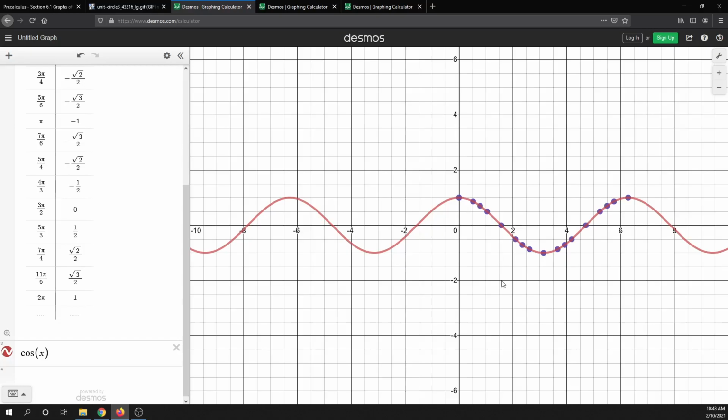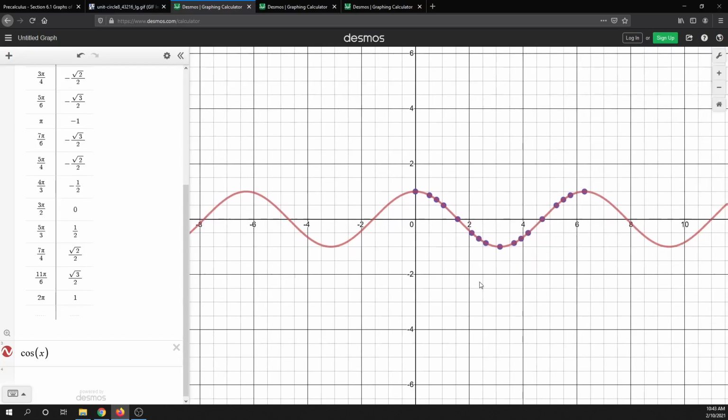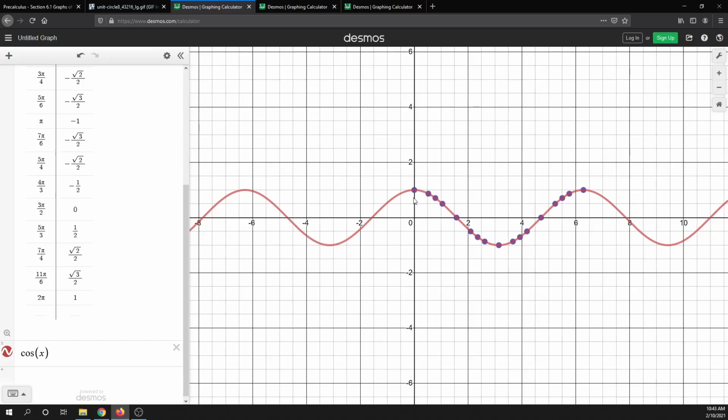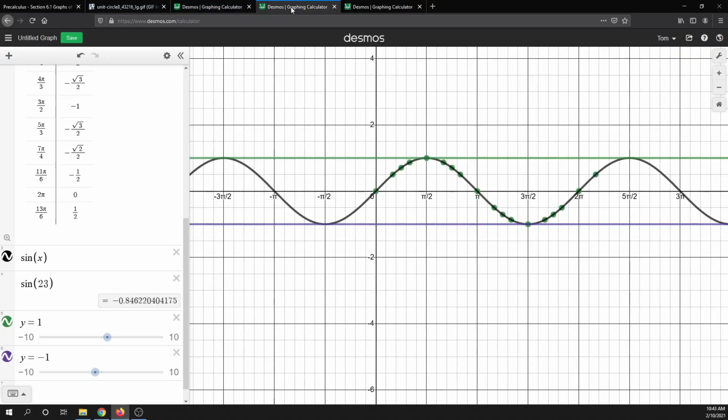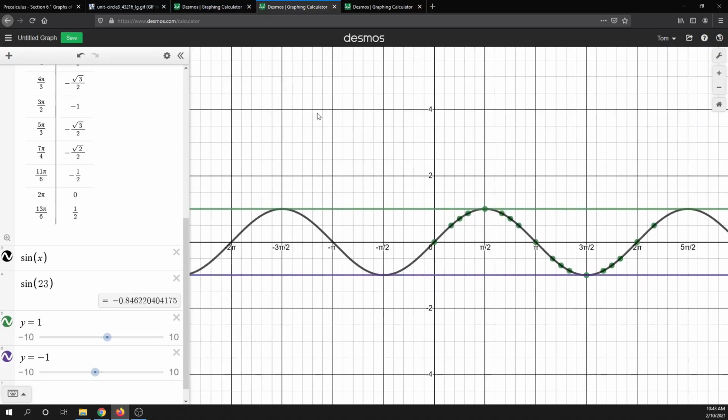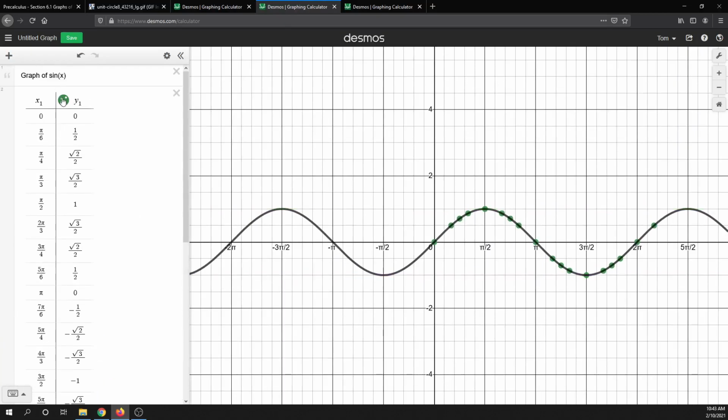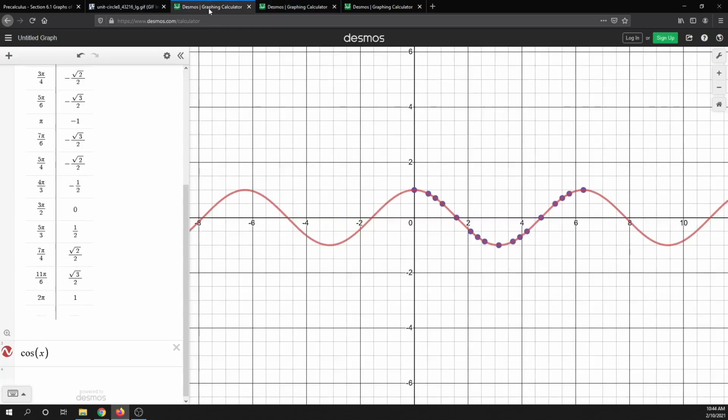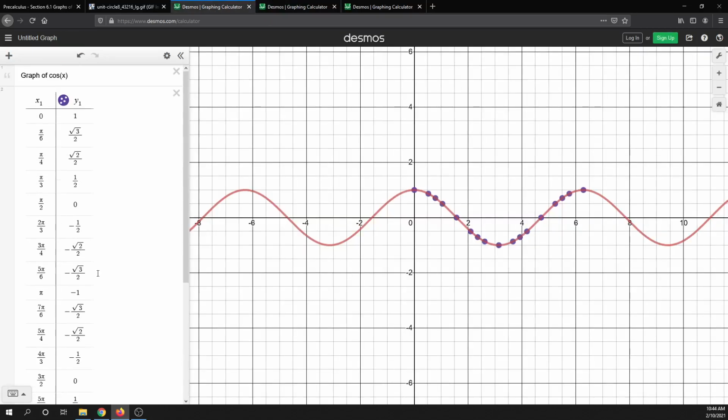And so you can see it looks a lot like the sine function. The main difference is that at 0, the cosine starts up here at 1. So if you look at sine, let me turn all of these other things off. If you look at sine, it starts at 0 and goes up, the basic sine function. And then if you look at cosine, it starts up at 1 and goes down, like so.